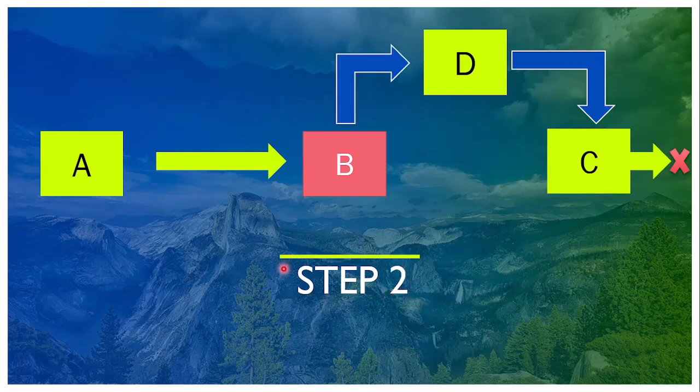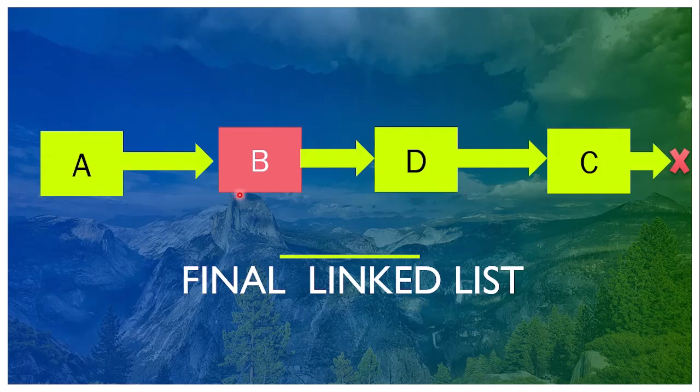So after the first step, in the second step, we have assigned B with the address of D. It means B would now point towards D. So that means the link between B and C is broken now. So the only way of link traversal is A to B, then B to D, D to C, and C ultimately points towards null. So that's how our linked list would look like. This is our final linked list. A is pointing towards B and B is pointing towards D, which is the third position where we wanted to add our new node. Let's see how we're gonna implement this in the form of code.